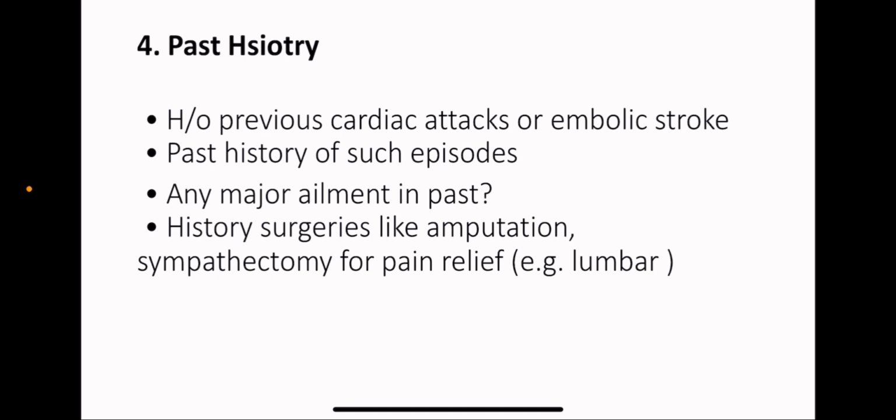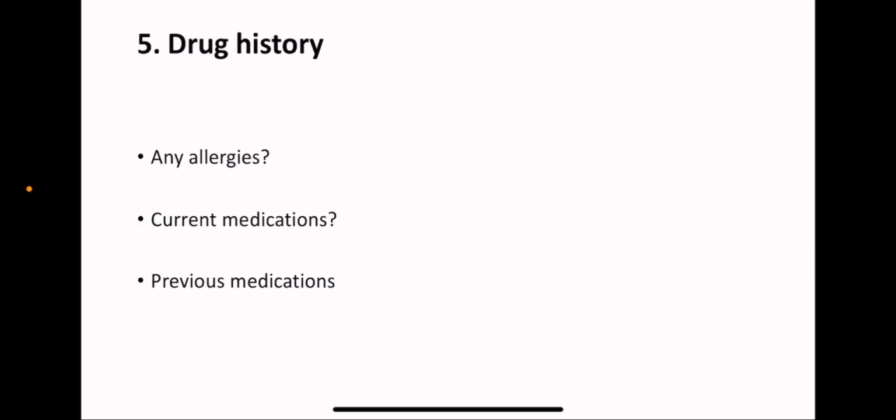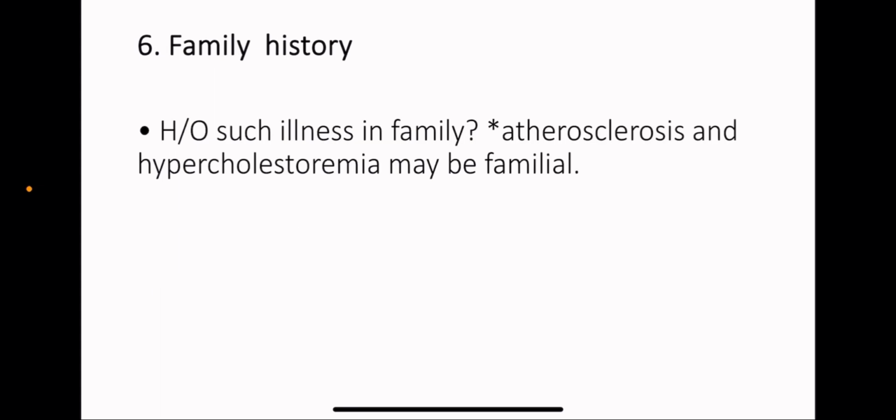Number 4, past history. We finished number 3, history of presenting illness, with all the subcategories. Now we are at number 4, past history. History of previous cardiac attack or embolic stroke. Past history of such episodes, like episodes of pain or ulcers or discoloration. Any major event in the past. History of surgeries like amputation or sympathectomy for pain relief, lumbar sympathectomy. After that, drug history, any allergies, what the current medications are and what the previous medications were.